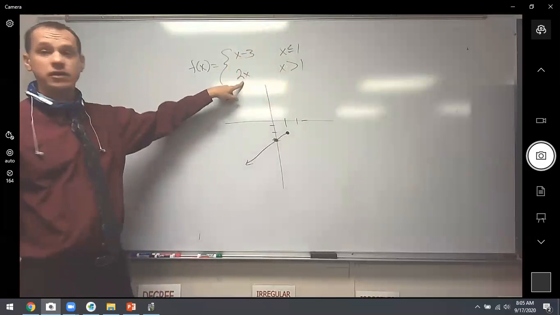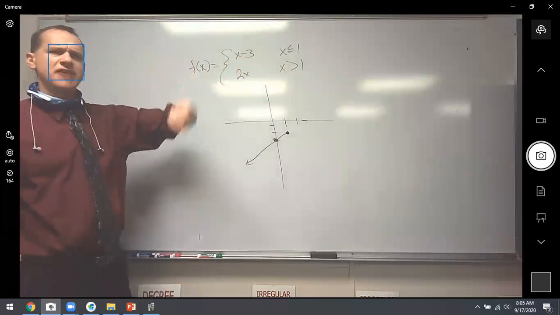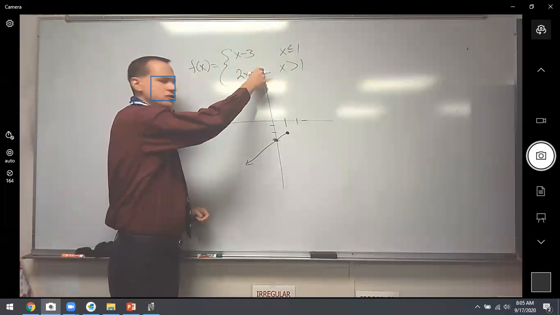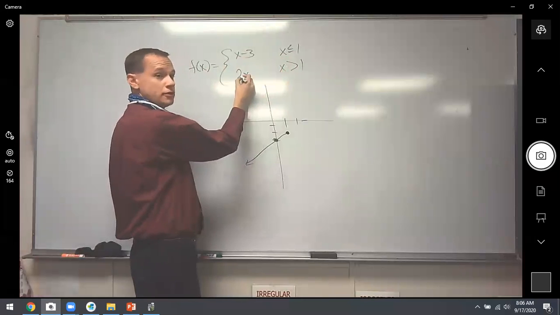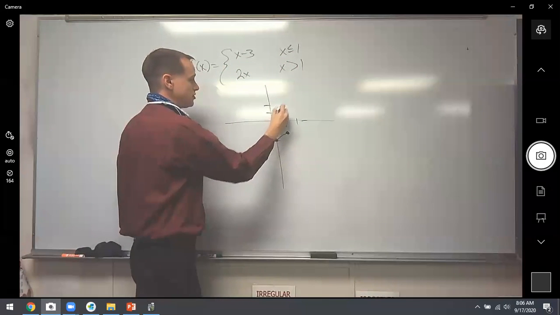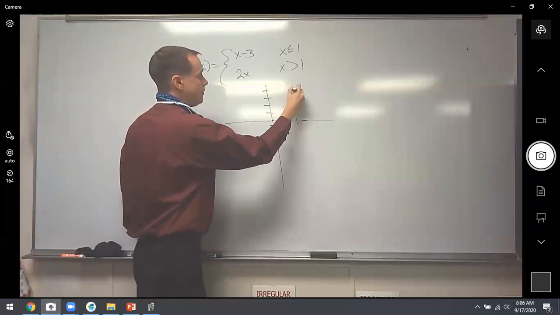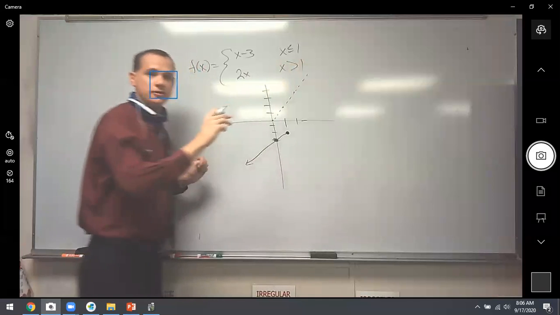The next piece looks like 2x. So before I get all erase happy, what's 2x look like? Well, there's a plus 0 here, correct? So really the intercept is 0. And the slope is 2, correct? So I'm thinking every time I go over 1, I'm going to go up 2. So it's going to start here, and that's going to go up 2 here, correct? I'm going to go over another 1, it's going to go up another 2, and it's going to look like that, basically, correct?